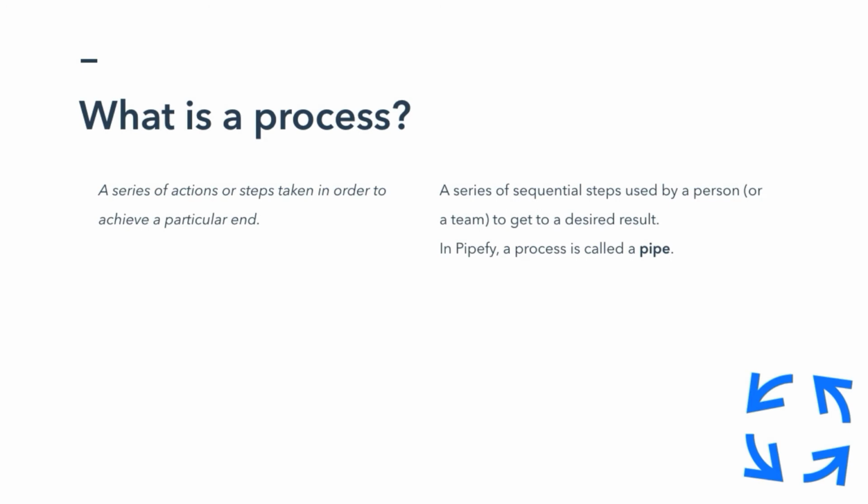People have some difficulty understanding what is a process. Processes can be any recurring activity from simple tasks, such as baking a cake, to much more complex ones, such as flying an airplane. According to the definition in the Oxford Dictionary, a process is a series of actions or steps taken in order to achieve a particular end. It's made of a series of sequential steps used by a person or a team to get to a desired result. In Pipefy, a process is called a pipe.